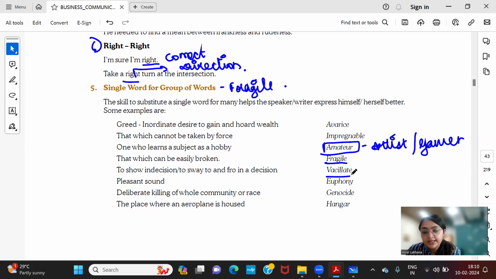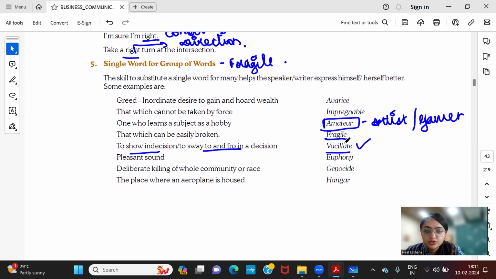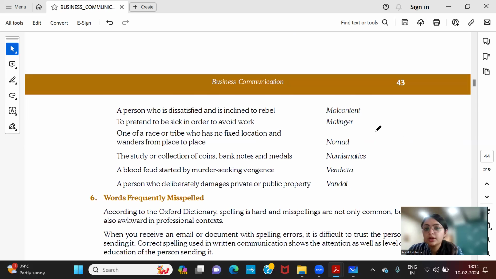Then we have vacillate, which means to show indecision or to sway to and fro in a decision. So if we have to say this particular person was confused in taking a decision, or he kept changing his decision again and again, we can say he was vacillating while making his decision. Now, let's have a look at a few more examples. We can say malcontent. What exactly does malcontent mean? A person who is dissatisfied and is inclined to rebel.